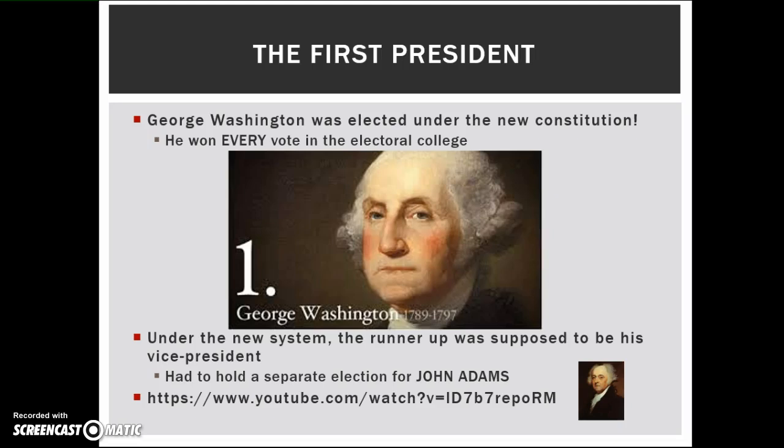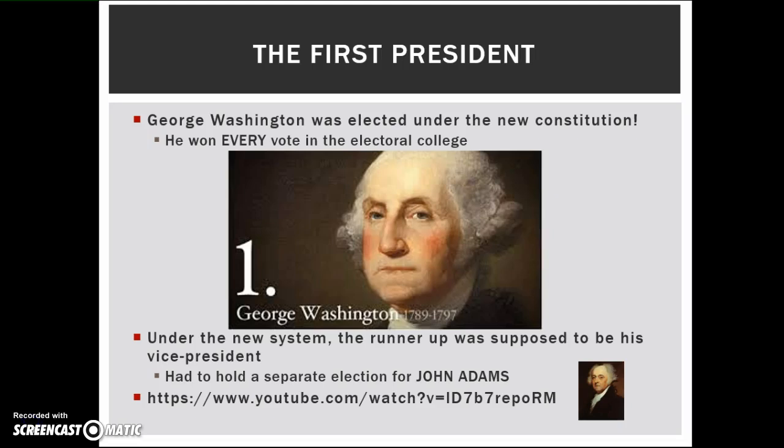In the first election using this new system, every single vote that was cast by an elector was cast for George Washington. He is the only president in the history of our country to receive every single vote, and he does this not only once, but twice. He was elected because he was beloved by the people, and everyone believed in his leadership skills. Elections, even with the Electoral College, are not the same today as they were back then.